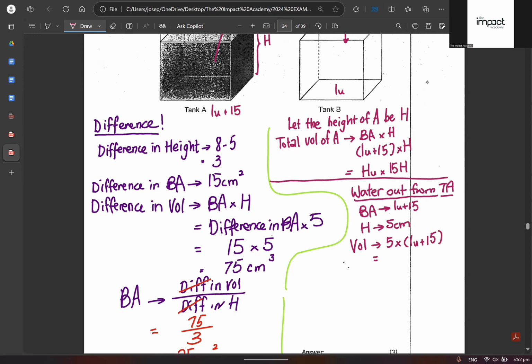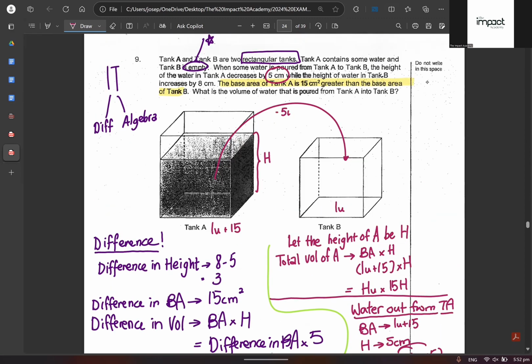Why not h anymore? Because I know that the height of water that came out is 5. So over here, this becomes 5 units plus 75. Okay, this water came out now. 5 units plus 75. Understand or don't understand? And this 5 units plus 75 came out, so I'm just going to show over here minus 5 units plus 75. It went into tank B.